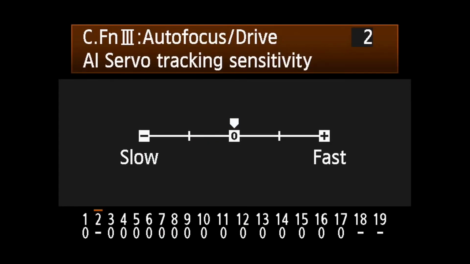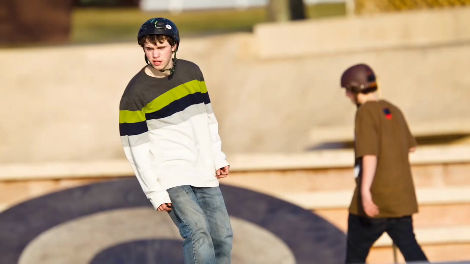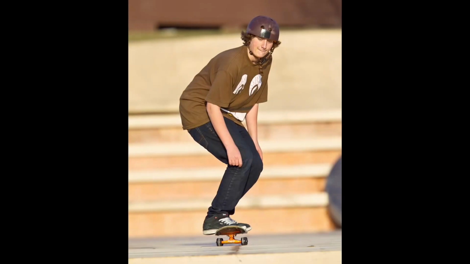When set toward the fast side, the AF system will refocus faster on any new subject that appears at the active AF point. It's best for quickly shooting different subjects located at random distances.